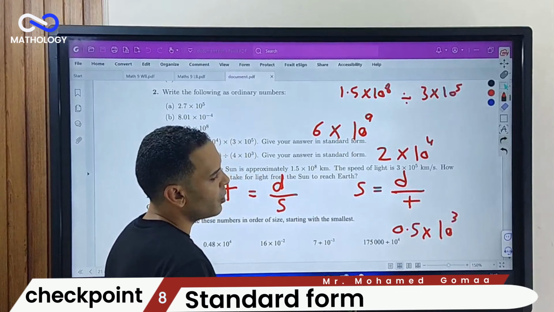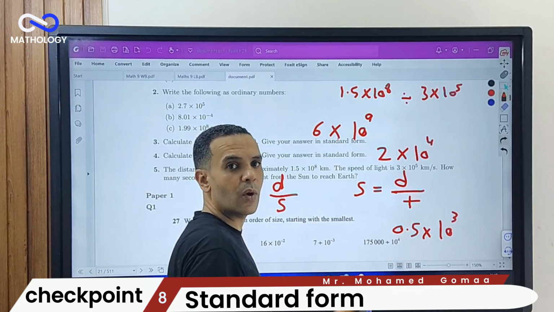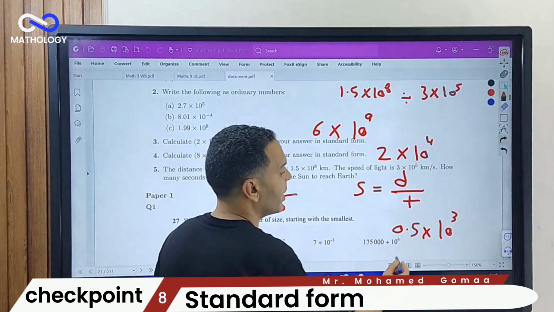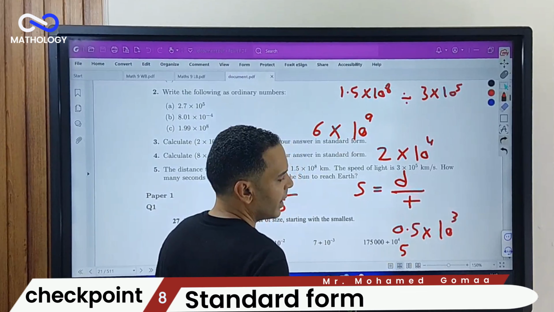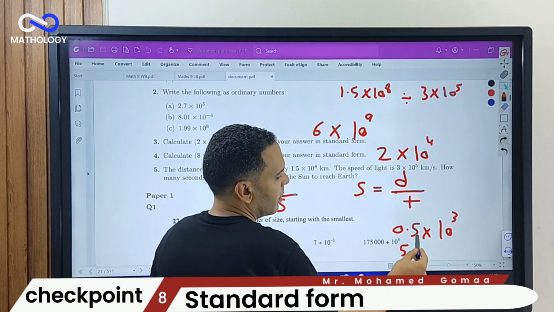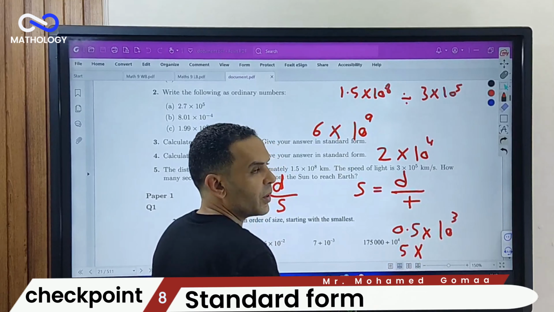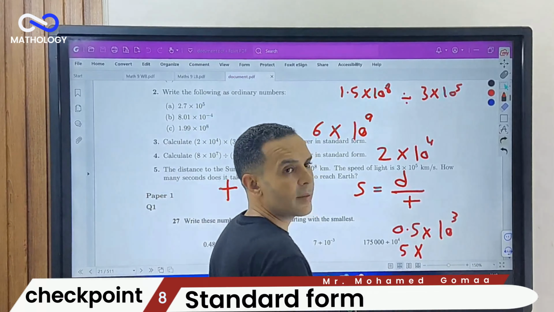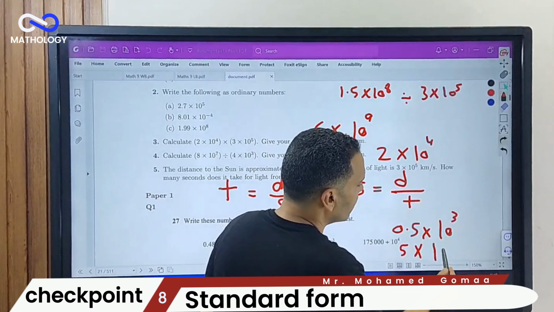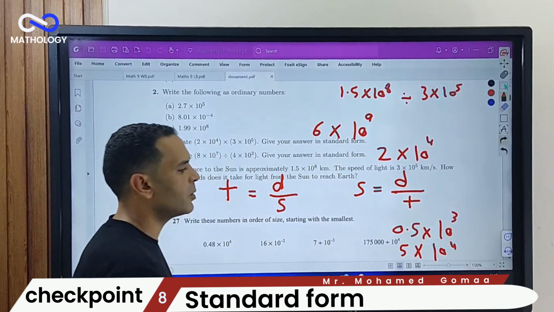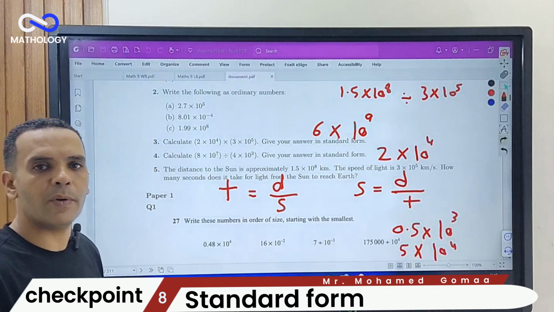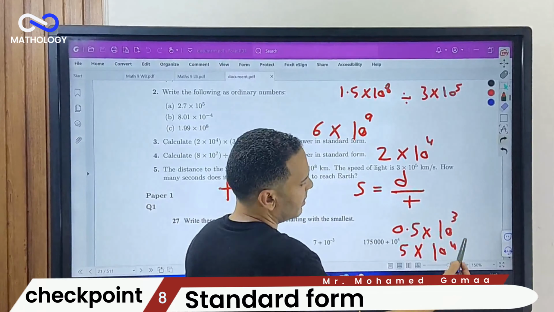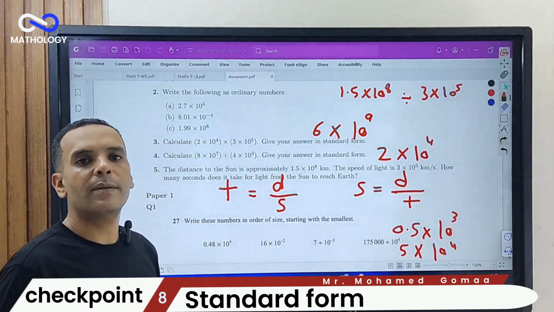So you have to move the decimal point one place or one digit to the right. It will be 5. Okay? If you move the decimal point here, you have to multiply by 10 power 1. 10 power 1 and here 10 power 3, it will be 10 power 4. The answer will be 5 multiply 10 power 4, which means 50,000 seconds.